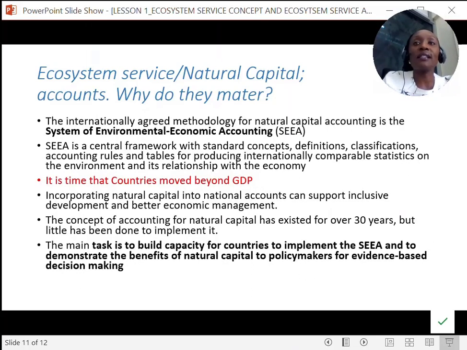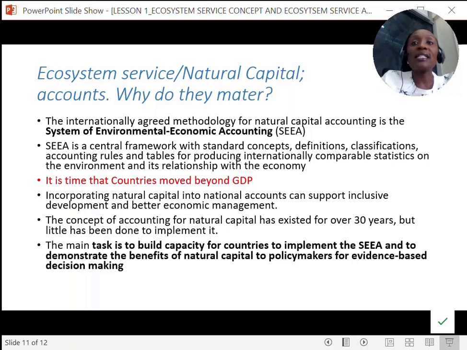And just to point out, the internationally agreed methodology for natural capital accounting is the SEEA, which is a central framework that contains the standard concepts, the definitions, the classifications, the accounting rules, as well as the tables for producing internationally comparable statistics on the environment and its relationship with the economy. The SEEA guides the compilation of consistent and comparable statistics and indicators for policy making, analysis, and research. And SEEA was one of the key frameworks that we considered during the development of the Colwell.